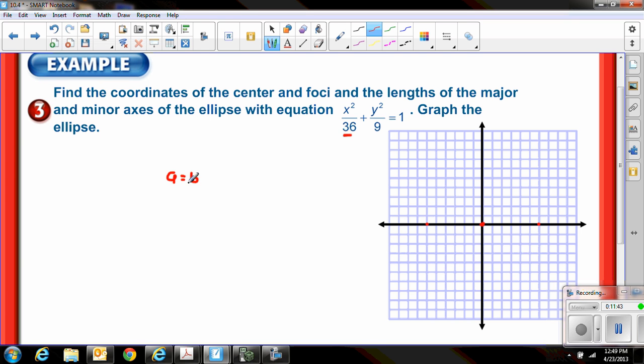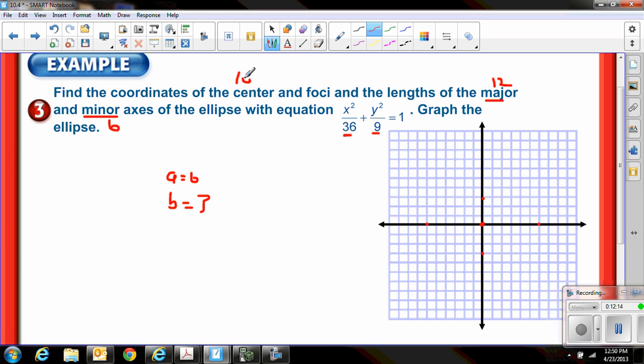I'm also going to find b. B is given from this number. Keep in mind this is b squared, so b has to be 3. B is the distance you travel on the minor axis, so in this case it's 3 up and 3 down. So the length of my major axis is 6 plus 6, or 12. The length of my minor axis is 3 plus 3, or 6.